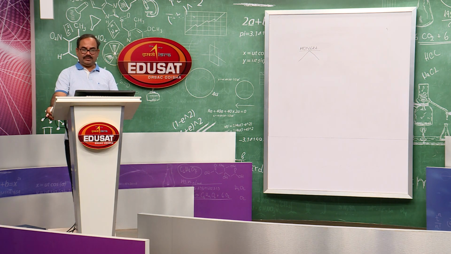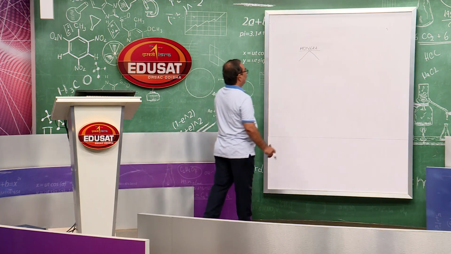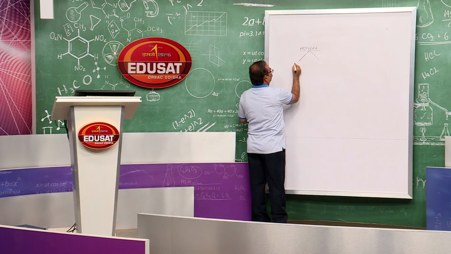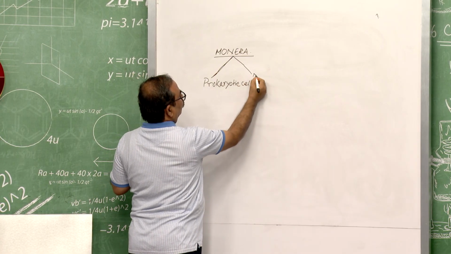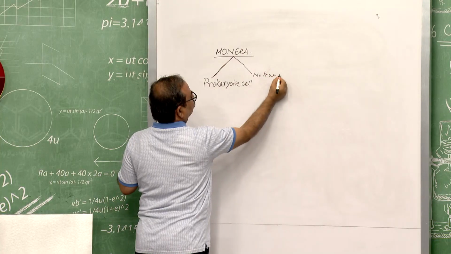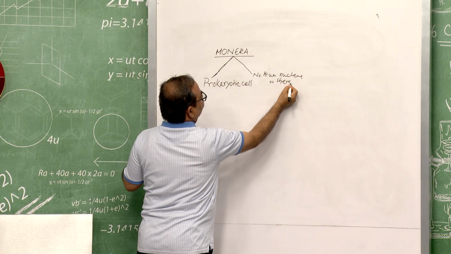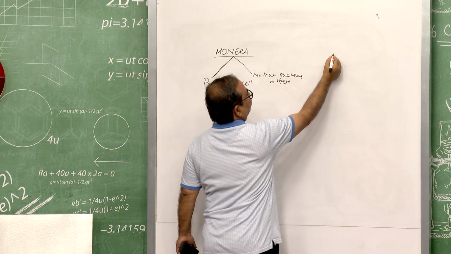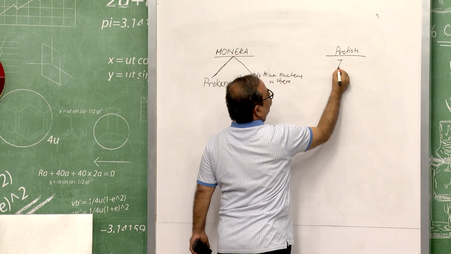Protists are unicellular eukaryotes, colonial or filamentous, but not organized into tissues. So, here we shall see that the Monera have prokaryotic cells, no true nucleus is there, but in case of protists we have a true nucleus.